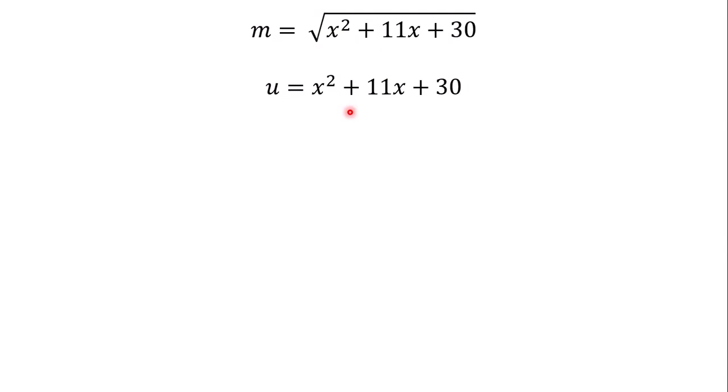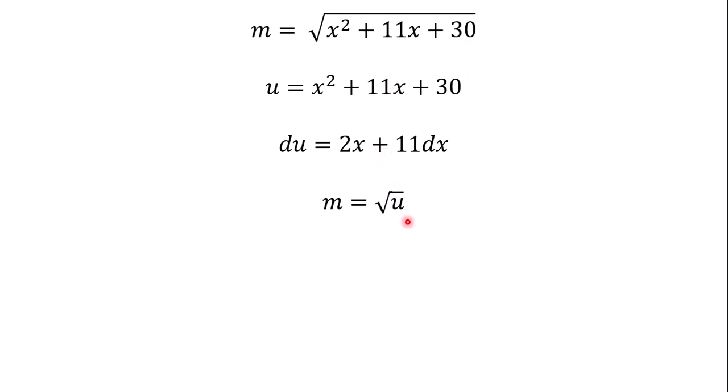All right, now let's differentiate. So du is equal to 2x plus 11 dx. Now you will not bother finding dx, because when you differentiate the original one, we will get du, and then we will replace du with this one. Okay, so let's replace this one with u, and then let's differentiate in the original equation.